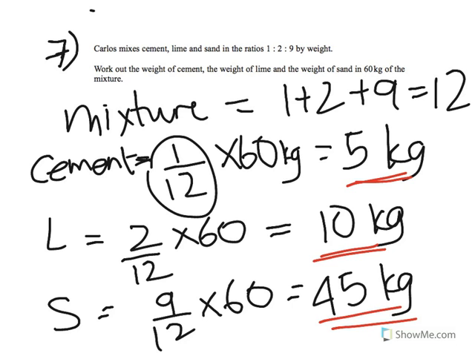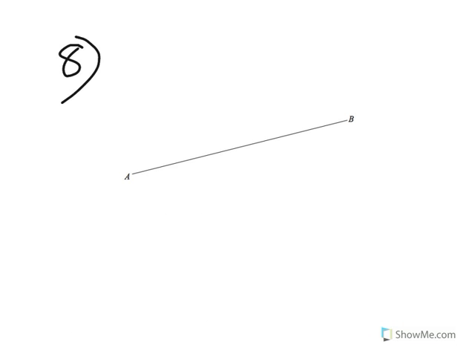Alright, well in 8 you're being asked to use a ruler and compass to construct a perpendicular bisector of this line AB. You must show all construction lines. Now, first of all, I don't have a ruler and compass on an iPad, so I'm just going to refer you to a link which I've posted below in the description section. And also, I'll just give you a brief description.